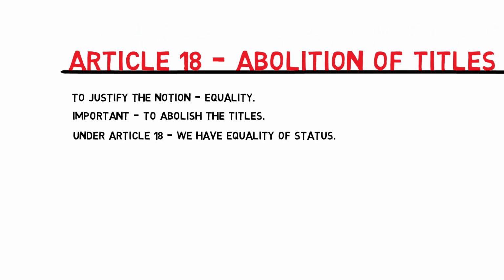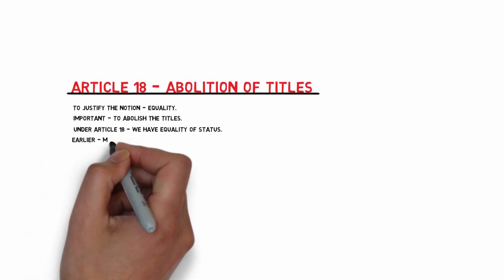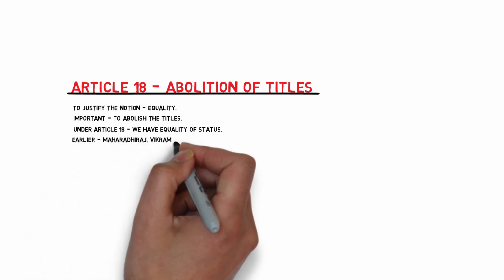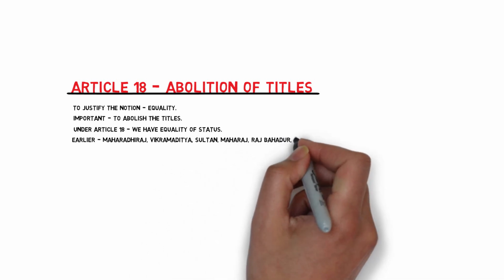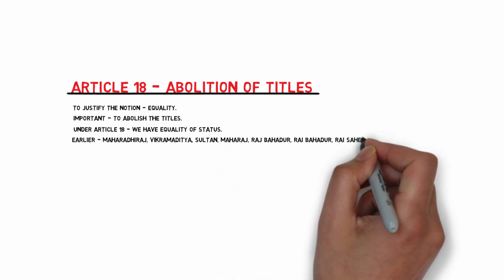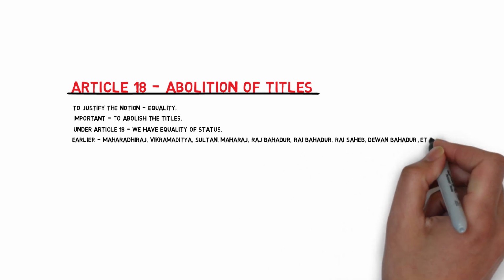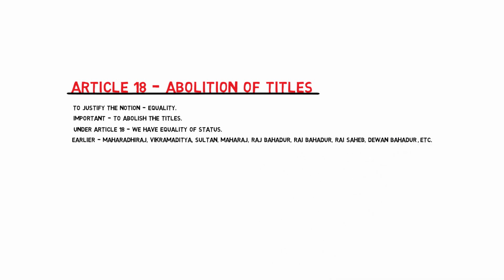Well, earlier people used to have titles such as Mahadhiraj, Vikramaditya, Sultan, Maharaj, Raj Bahadur, Rai Bahadur, Rai Sahib, Diwan Bahadur, etc. Now these were the titles which were given to these people, and there might be many more titles which individuals possessed much before independence.